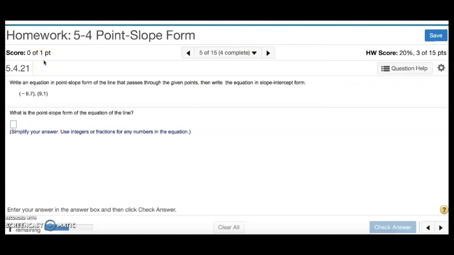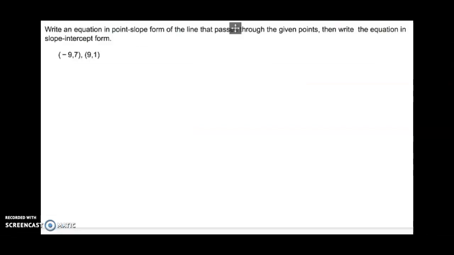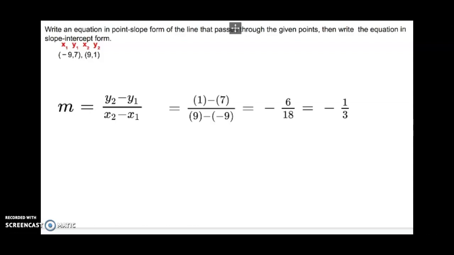5. Write an equation in point-slope form of the line that passes through the given points, then write that equation in slope-intercept form. So let's do that. So the first thing we got to do is find the slope and identify x1 and y1 and x2 and y2. Substituting our numbers, we get 1 minus 7 is negative 6, 9 minus negative 9 is positive 18. So negative 6 over 18 reduces down to negative 1/3.